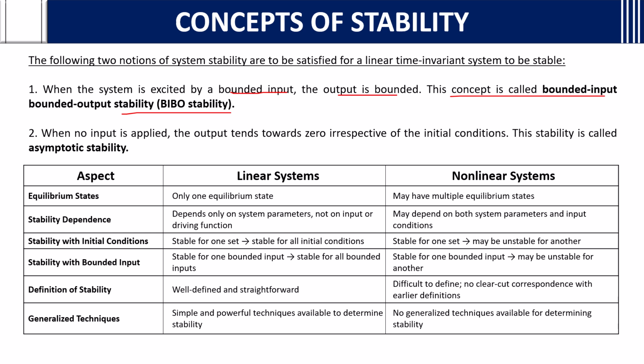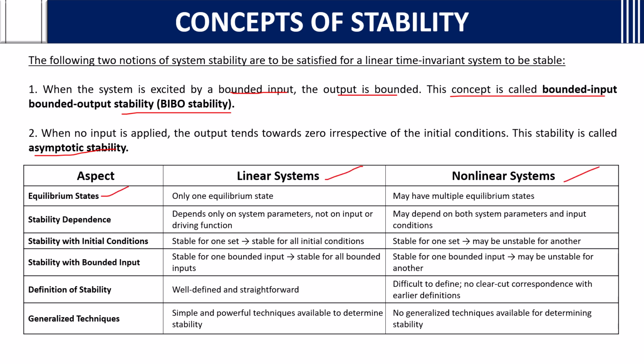When no input is applied, the output tends towards zero irrespective of the initial conditions. When there is no input applied, the output tends towards zero irrespective of the initial conditions. This stability is called asymptotic stability. Now we will see the difference between linear and non-linear systems.